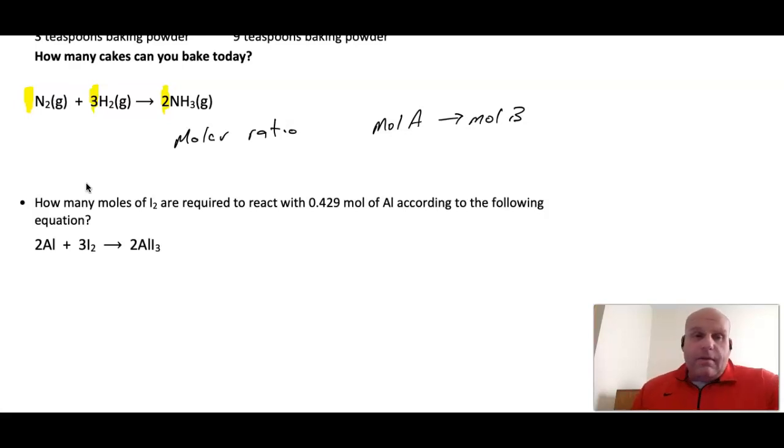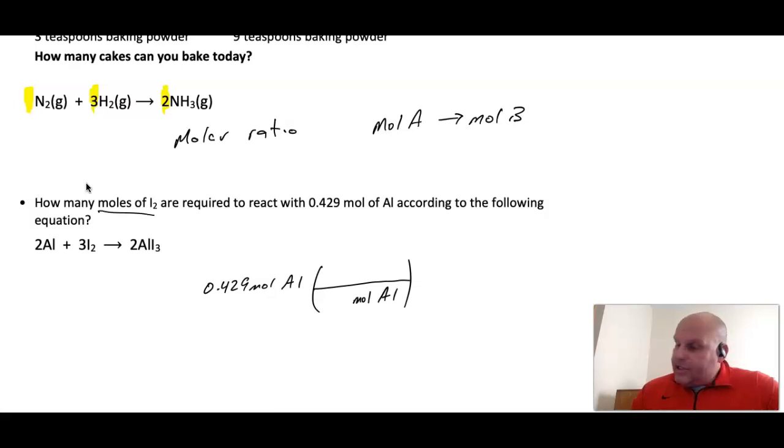So how would this first problem work? I would obviously take the number the problem gives me, 0.429 moles of aluminum, and I am going back to our conversion factors and factor label method. I want to get rid of moles of aluminum, and I want to convert to, they're asking me about I2, so I want to convert to moles of iodine.